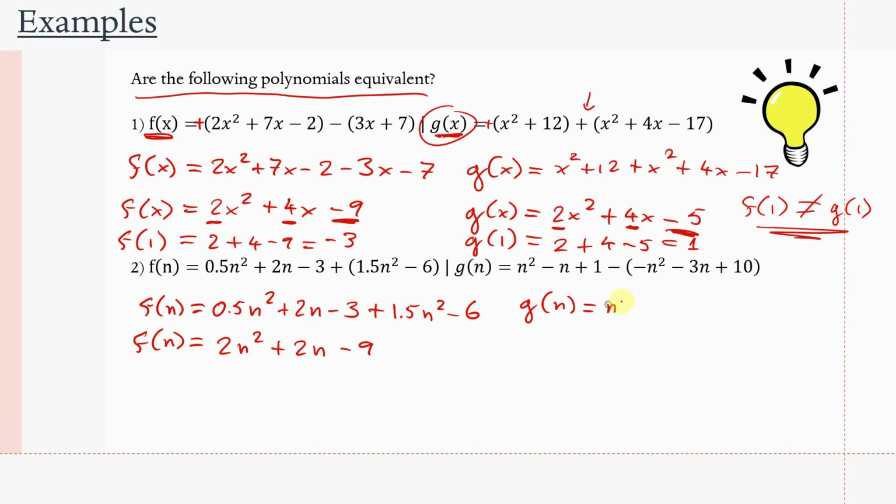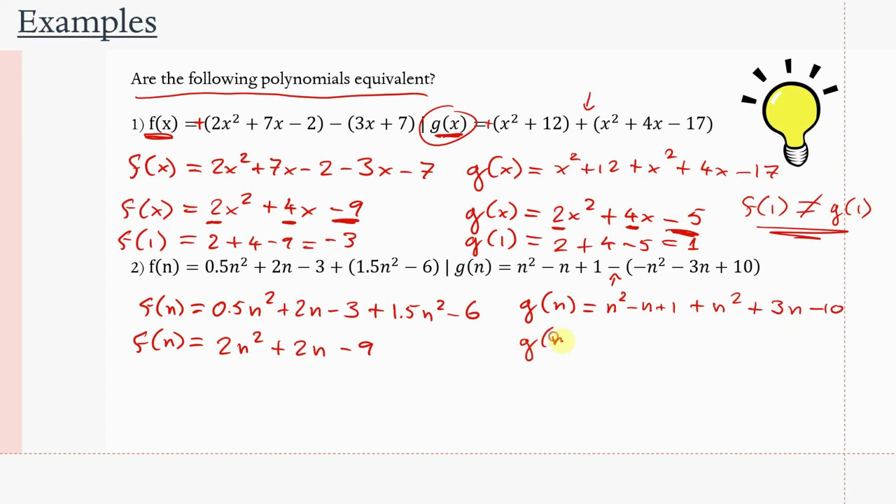Again, let's get rid of the brackets first. So n squared minus n plus 1, we'll keep that the same. Now we have a negative in front of the bracket, so we're kind of multiplying a negative 1 into each term, right? So we're going to switch the signs. Negative n squared turns to positive n squared. Negative 3n turns to positive 3n. Positive 10 turns to negative 10.